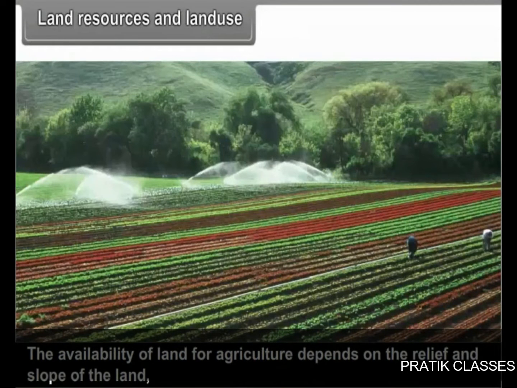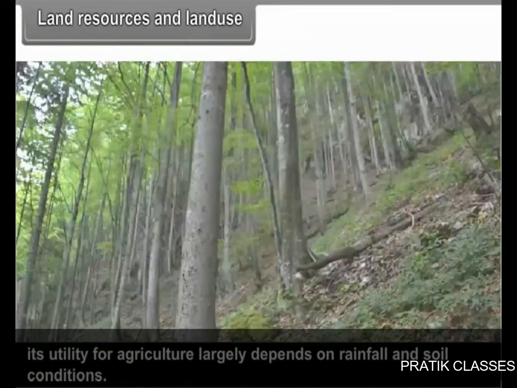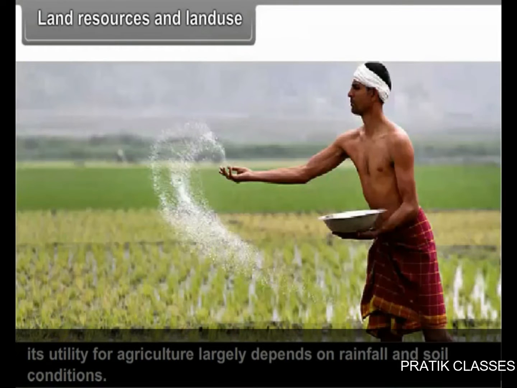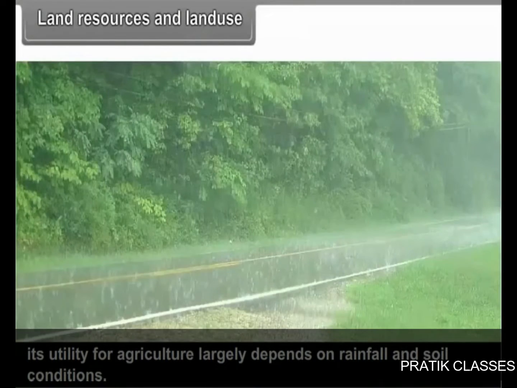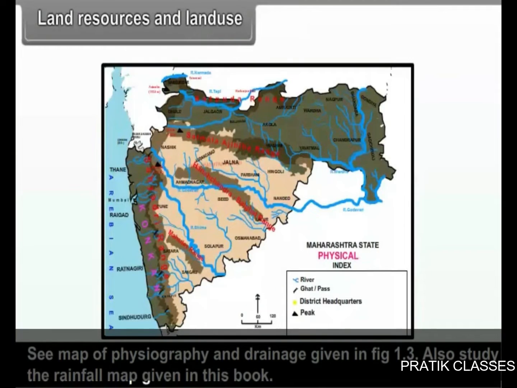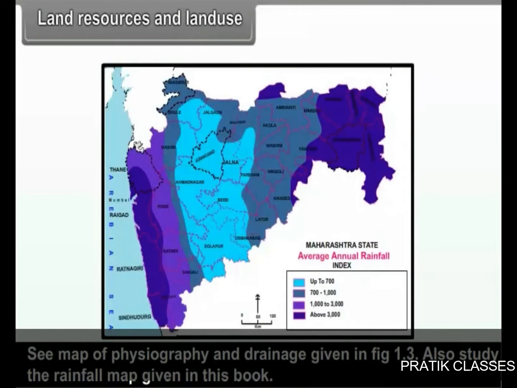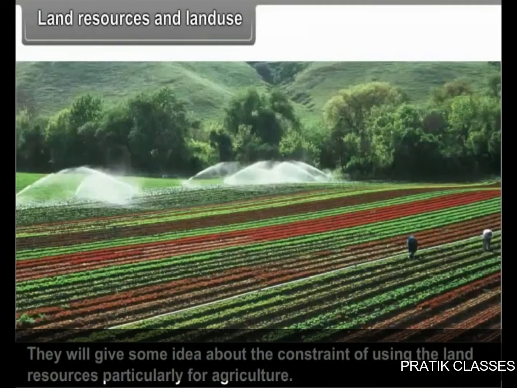The availability of land for agriculture depends on the relief and slope of the land. Its utility for agriculture largely depends on rainfall and soil conditions. See the map of physiography and drainage given in figure 1.3. Also study the rainfall map given in this book. They will give some idea about the constraint of using the land resource, particularly for agriculture.